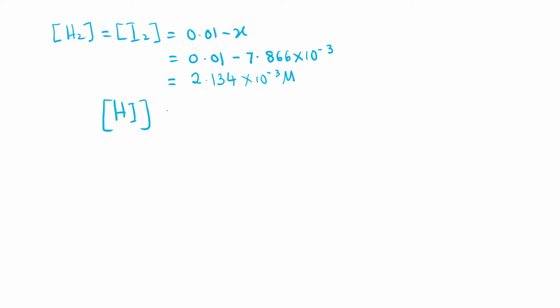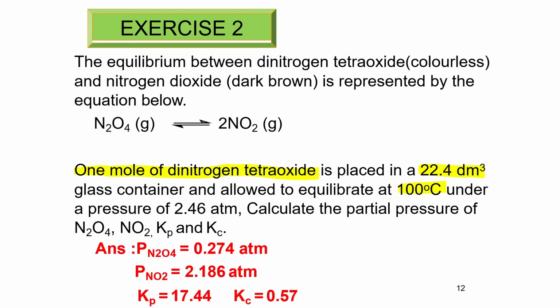equal to 2x, okay, which is equal to 2 times 7.866 exponential negative 3. So kita dapat berapa? We got 0.01573 molar. Okay, so that's for exercise 1. Okay, so we proceed to the next exercise.